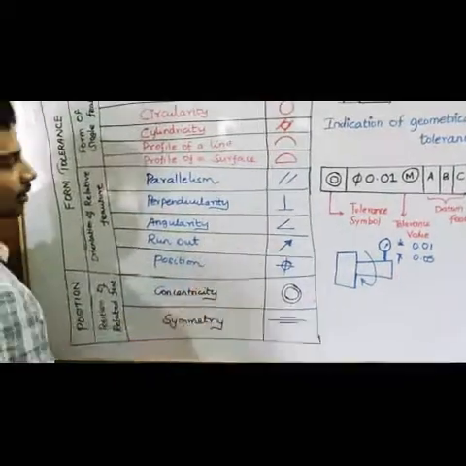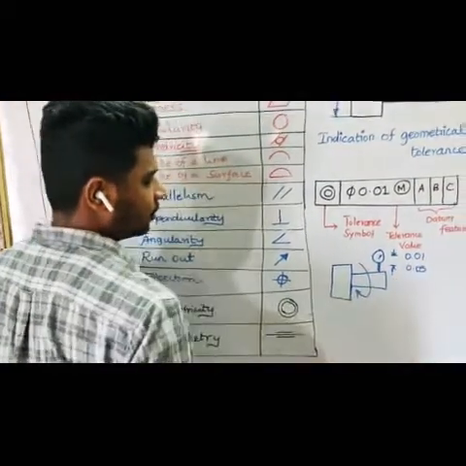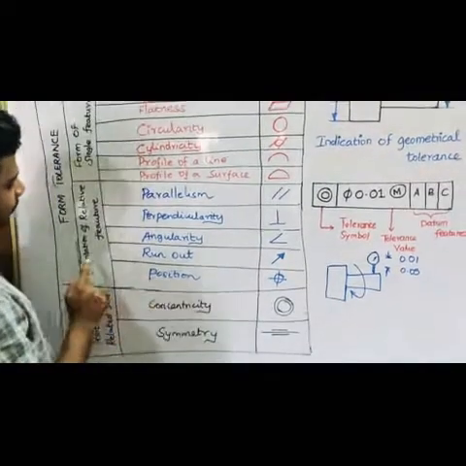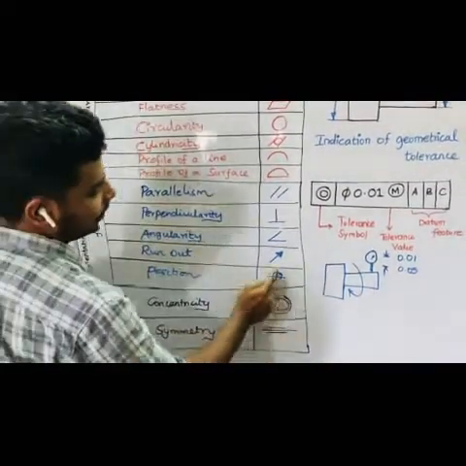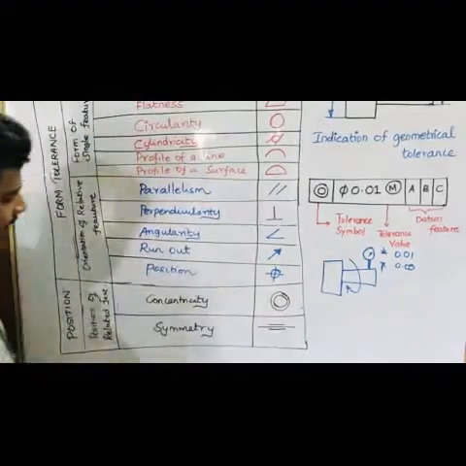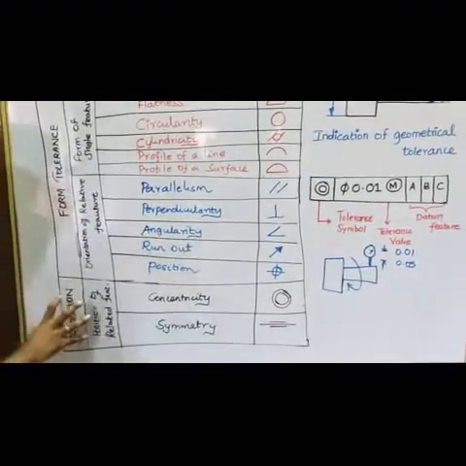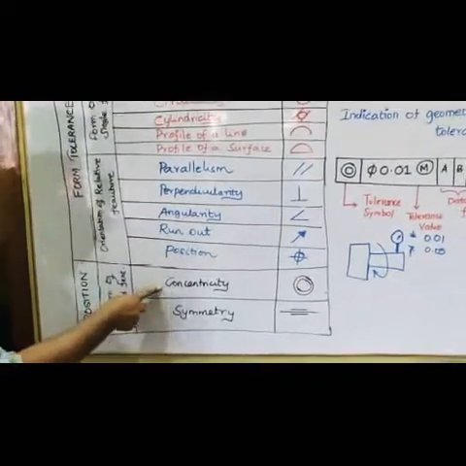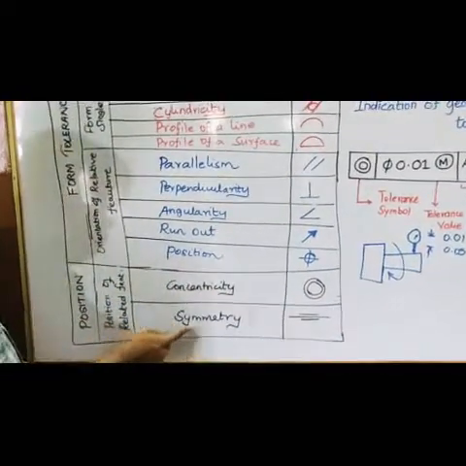It is a runout error. If it is not between these two values, that is called runout here. Then the final one for the orientation is positional. That is the symbol for your position here. The second category is your positional tolerance, where you have two major categories, that is your concentricity and your symmetry.